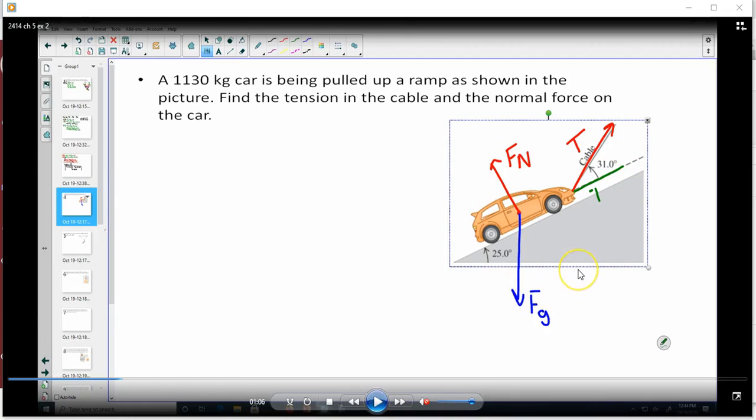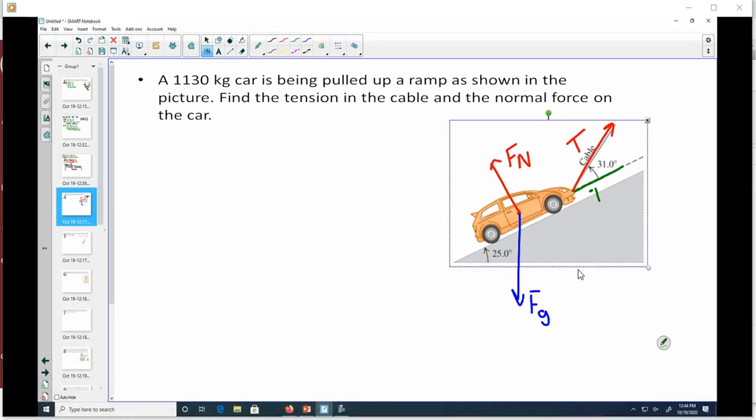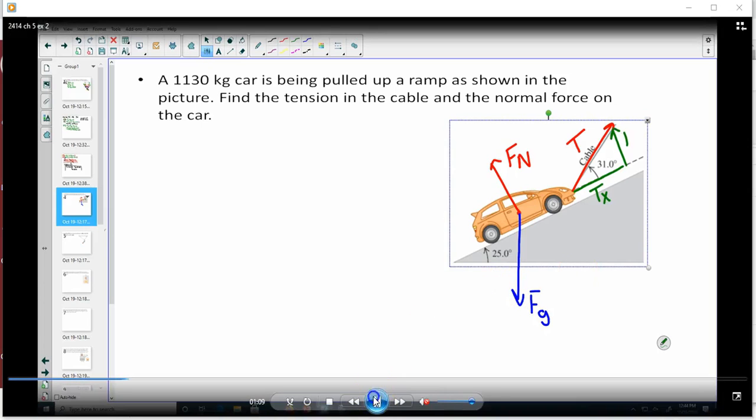So by doing that, we can simplify the way we write these problems and the way we write our two equations. You can see how you can break up the tension into two components, assuming that the positive x direction is up the incline and positive y is perpendicular to the incline. We can break the gravitational force into components, one that points directly into the incline and one that points down the incline. And remember that the angle is still 25 degrees.